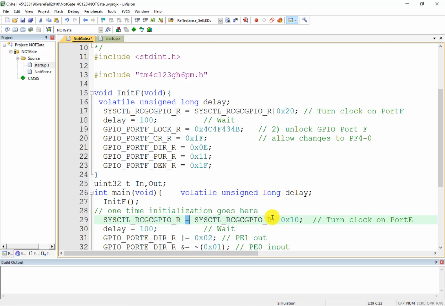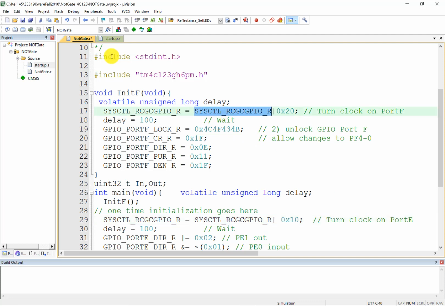Two sides. On the right-hand side is what? A data, a value. And on the left-hand side is what? A variable or a location. In this context, that location, as you know from last week, is the clock register for the ports. So it takes a value and stores it in the clock register.